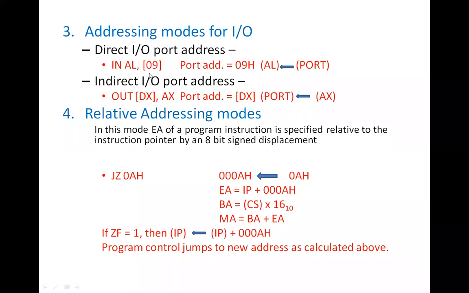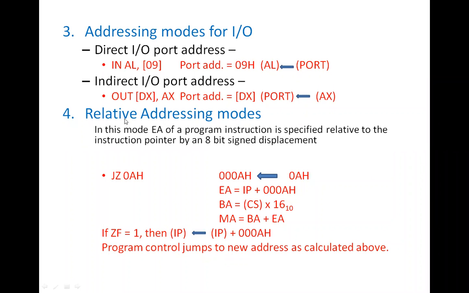So in the first case, the port address is 09, which is directly defined, so it is the direct addressing mode. In this case, the port address is not defined directly but indirectly, saying that DX contains the port address. So whatever is the content of AX will be copied to a port whose address is present in the DX register.